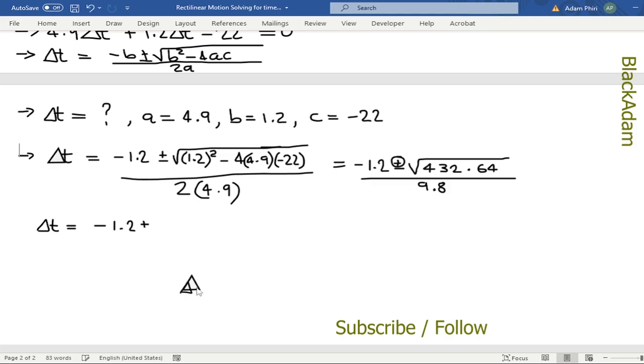And then from there we have change in T, which is negative 1.2 plus or minus. We use the plus because time cannot be negative. So we don't have negative time, it has to be a positive value. So we look at which value will give us positive. That will be negative 1.2 plus the root of 432.64, divided by 9.8. So change in T will be 2 seconds.